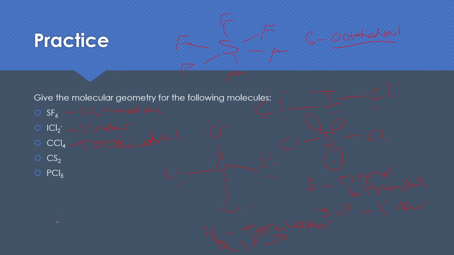Carbon disulfide is pretty much like carbon dioxide. Okay, remember double bonds are only one electron domain. So 2 electron domains, so it's linear, and that's the only case that you can have there. And then PCl5. Okay, 5 electron domains, so that means it's trigonal bipyramidal, and there's 0 lone pairs, which means the molecular geometry is trigonal bipyramidal.